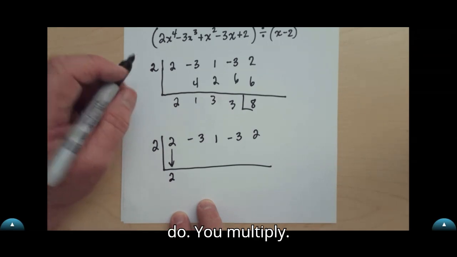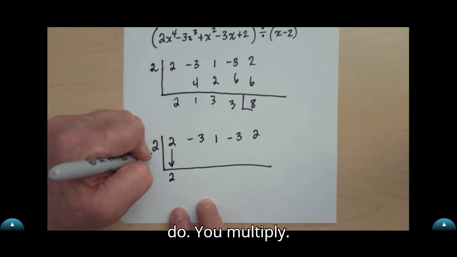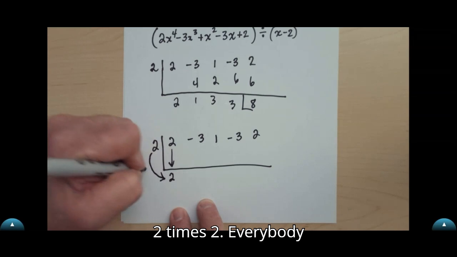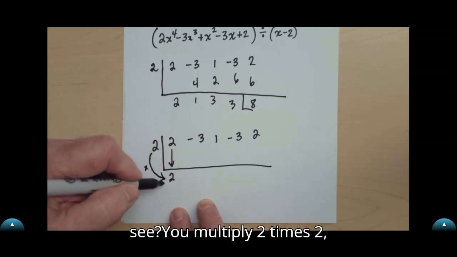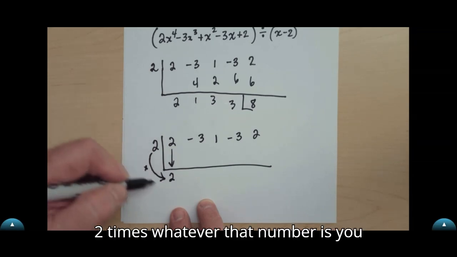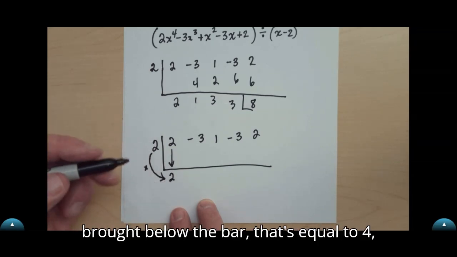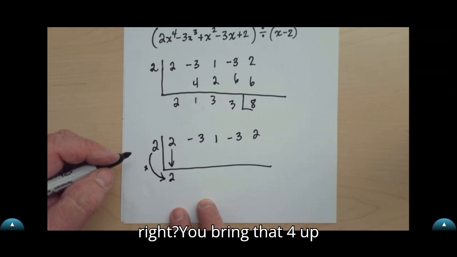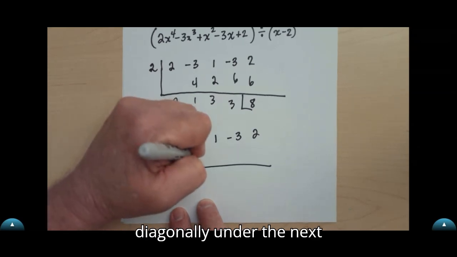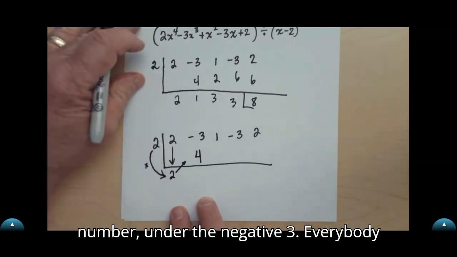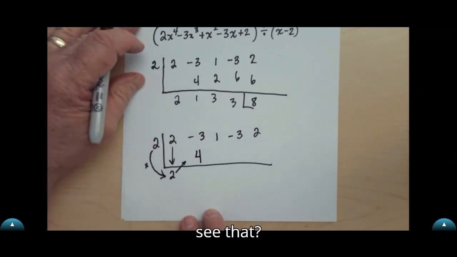Then here's what you do. You multiply 2 times 2. Everybody see? You multiply 2 times whatever that number is you brought below the bar. That's equal to 4, right? You bring that 4 up diagonally under the next number, under the negative 3. Everybody see that?